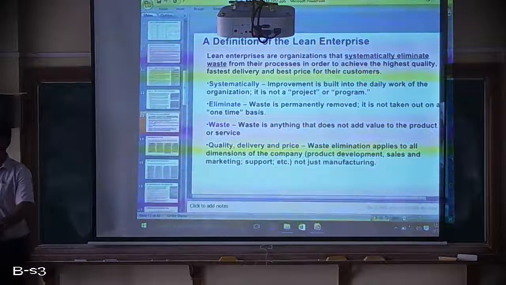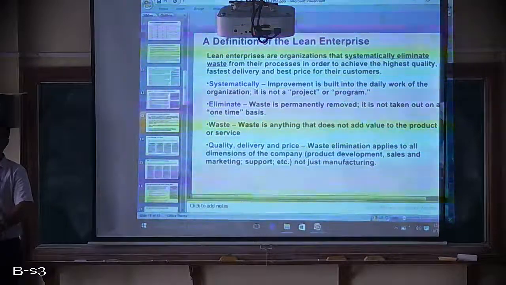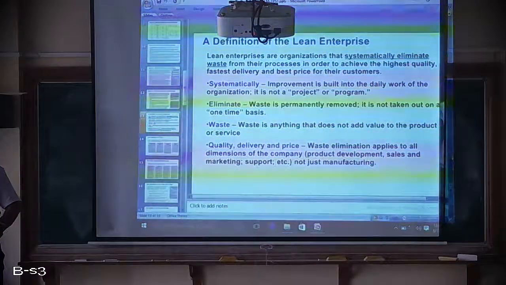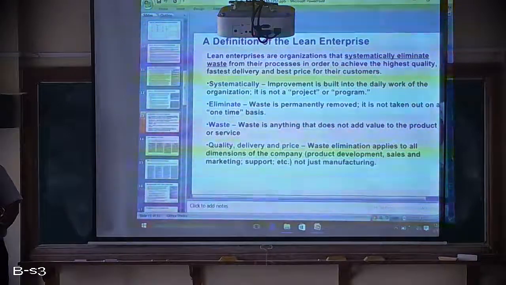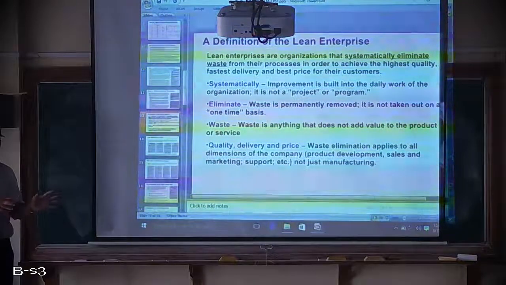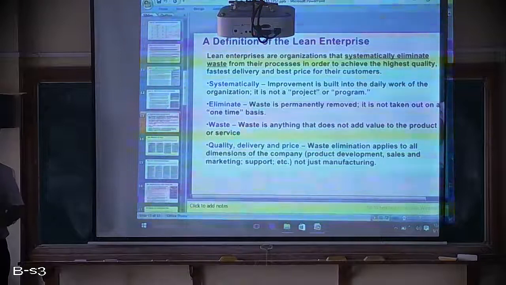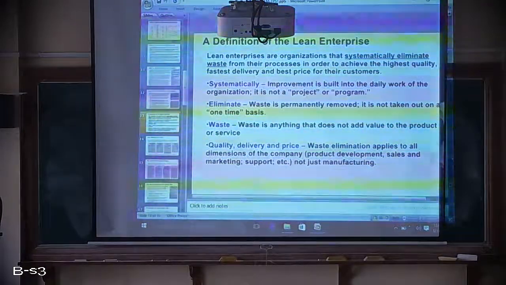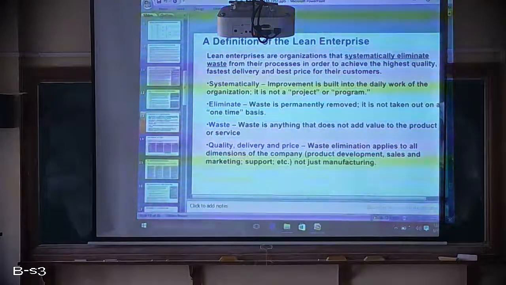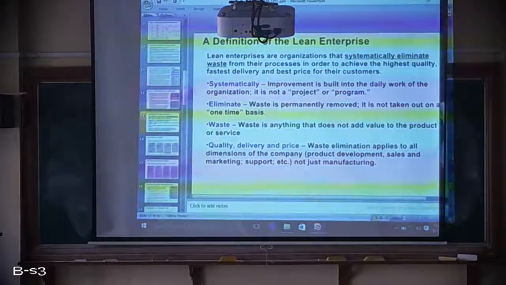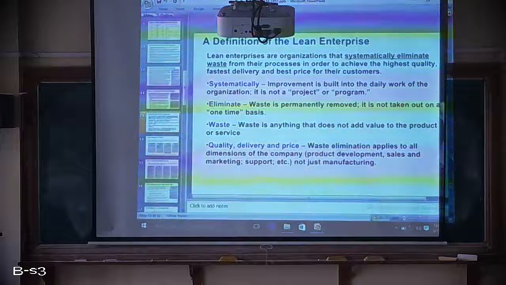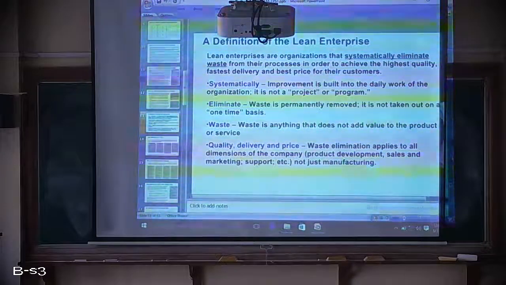But systematically means it should be built into the daily work of the organization. They should not take it as a project or program for one period. It should be daily. It's something like a culture. Eliminate waste permanently, not on a one-time basis. If you eliminate waste, check next week, it should not come back. Waste should be permanently removed.